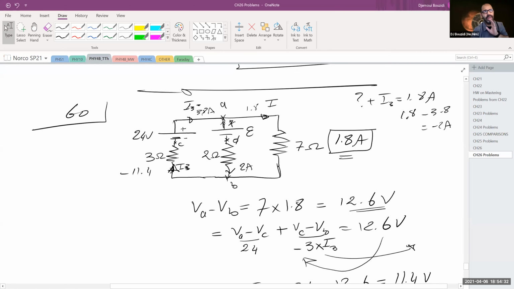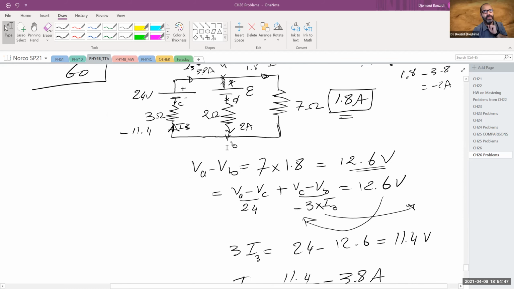Everything makes sense. Okay, the current story: we have 3.8 coming in here, and 1.8, as they want us to go through this 7 ohm. They want 1.8, we gave you 1.8. So 2 must be going in the opposite direction.